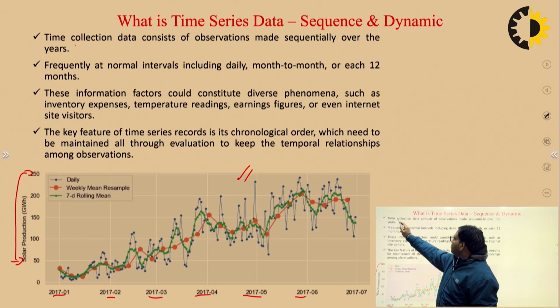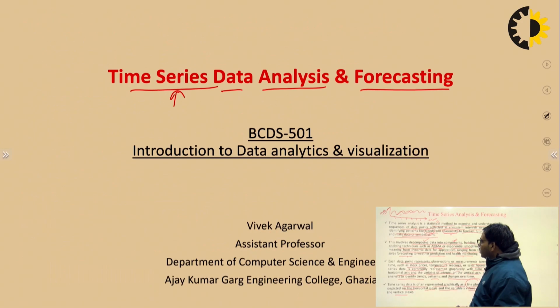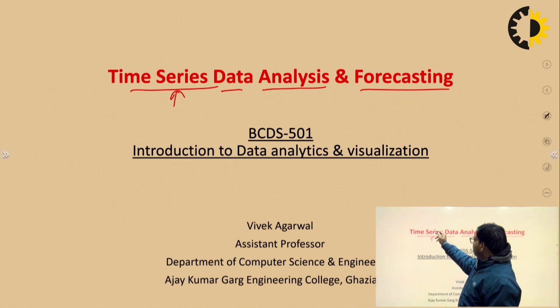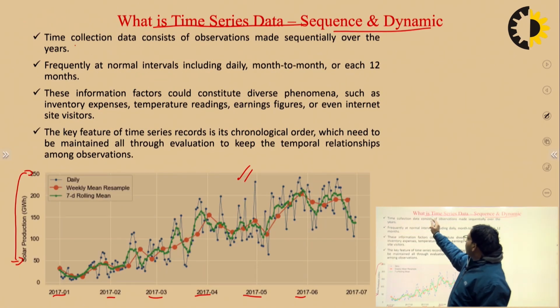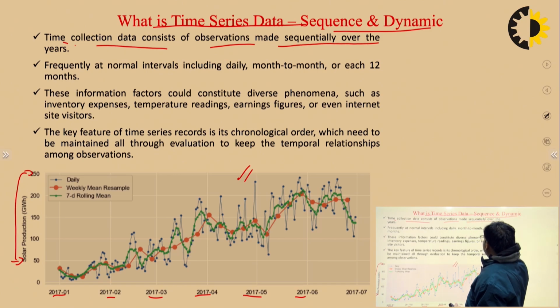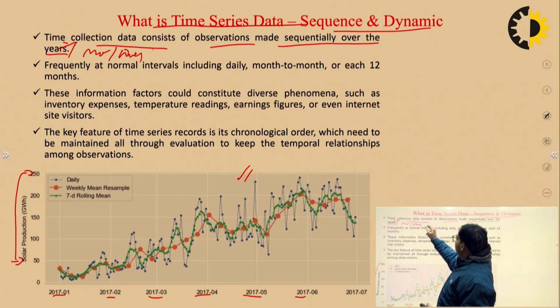So what is time series data? Sequence and dynamics. As I told you initially, we are going to understand what time series data is, how we can analyze it, and after the analysis, how we can forecast. So what is a time series? Time series data consists of observations made sequentially over the years, over the months, over the decades, over the days, over the minutes, right?